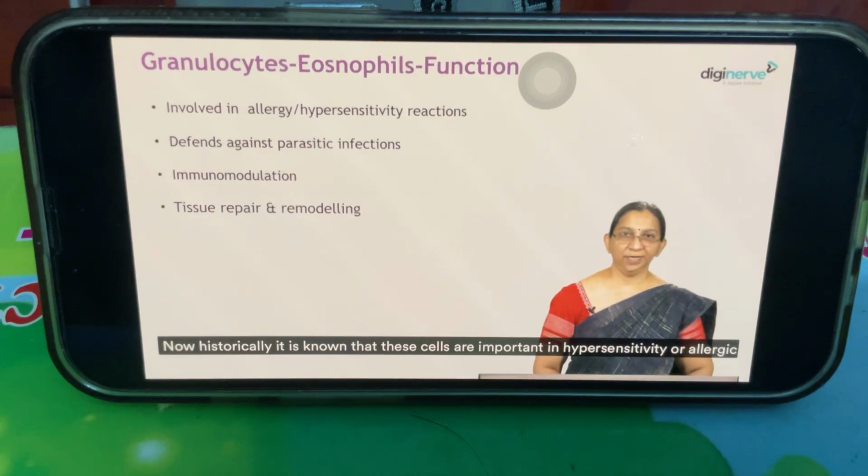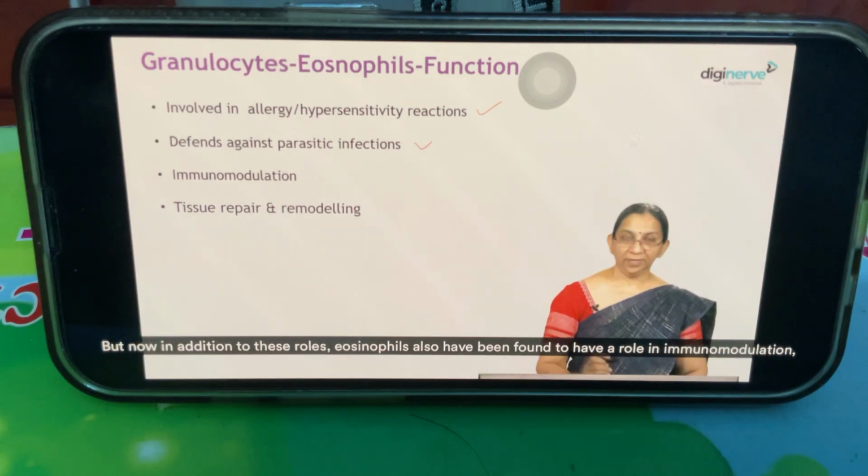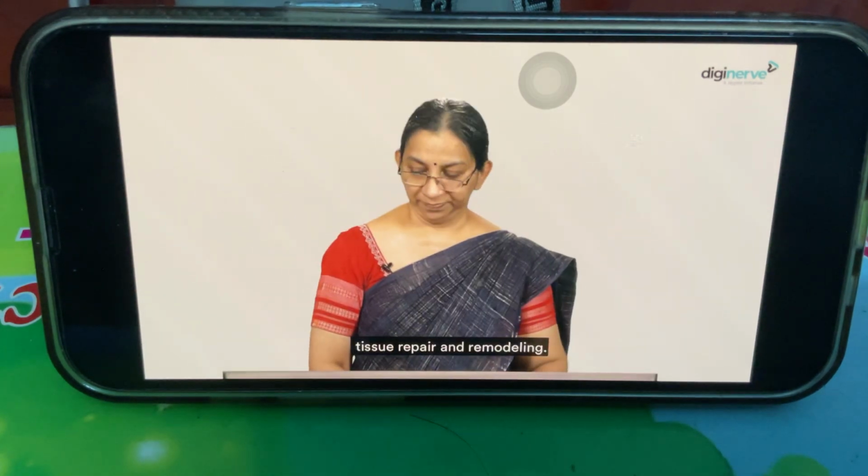Now, historically, it is known that these cells are important in hypersensitivity or allergic reaction, and also important in defending against parasitic or helminthic infection. But now, in addition to these roles, eosinophils also have been found to have a role in immunomodulation, tissue repair, and remodeling.